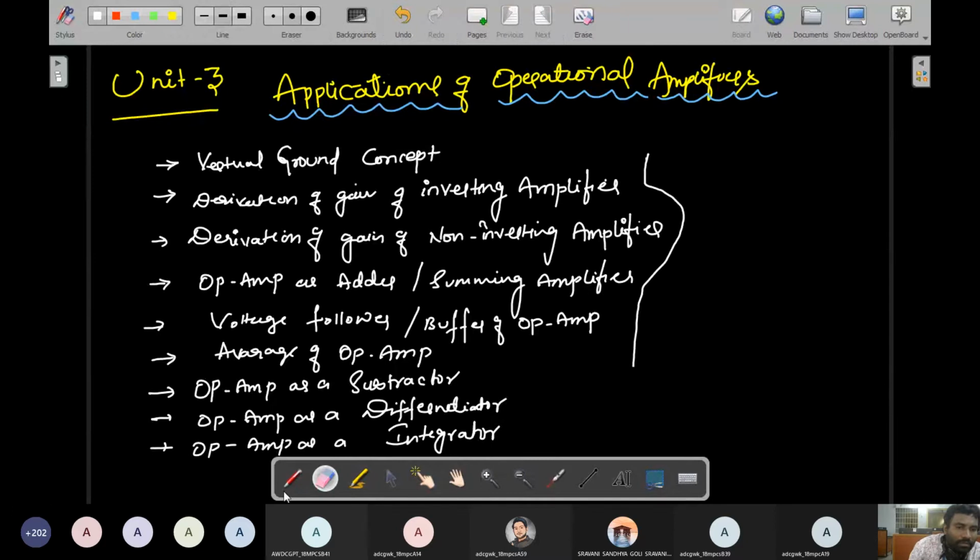And one more is there, op-amp as a comparator. Okay, so these are the topics studied in unit 3, given by applications of operational amplifiers. Now we will start the first concept, virtual ground concept.